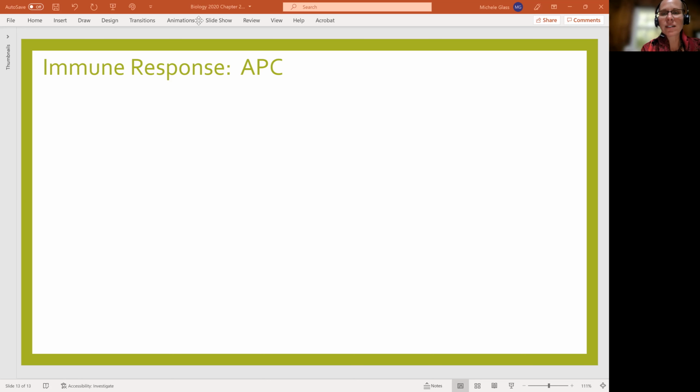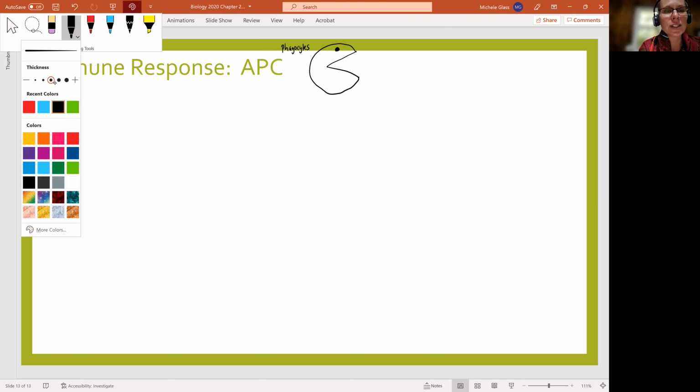So let's draw our cell, and this time I want to draw it sort of like a Pac-Man, because our antigen presenting cells are going to be phagocytes, which means it's their job, their profession, to go around, recognize cells that just don't belong, phagocytize them or engulf them, digest them, and then show that out. When I say show that out, I mean antigen presentation.